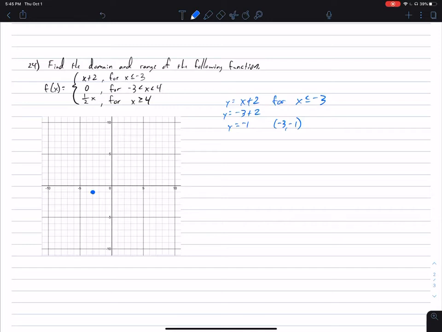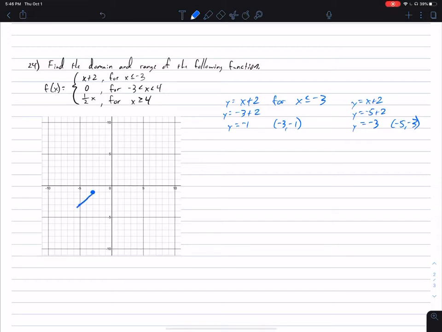Now, we need to graph other points from here. If I'm going to pick another point, it has to be less than -3. So I'm going to choose -5. So I'm going to do y equals x plus 2, and this time I'm going to use -5. So that would give me -3. So now I have the point -5, -3. So that's going to be right here. All right, that gives me 2 points now.